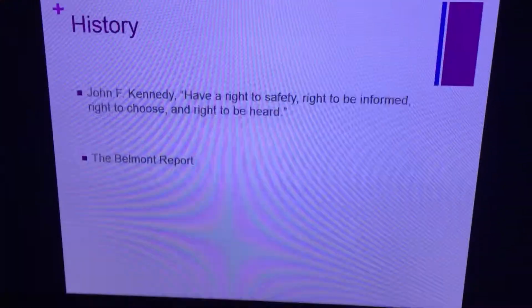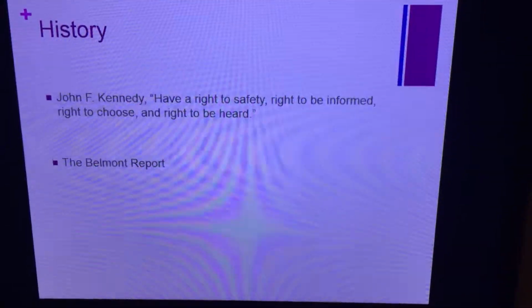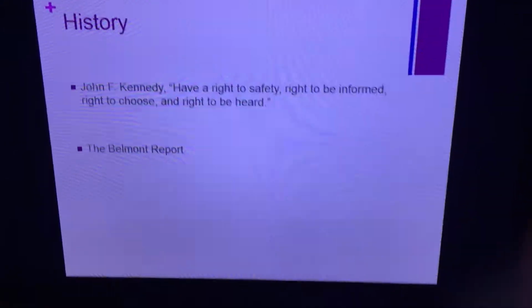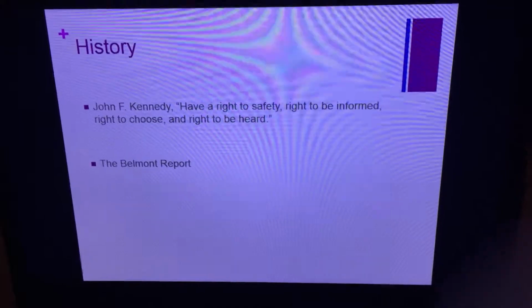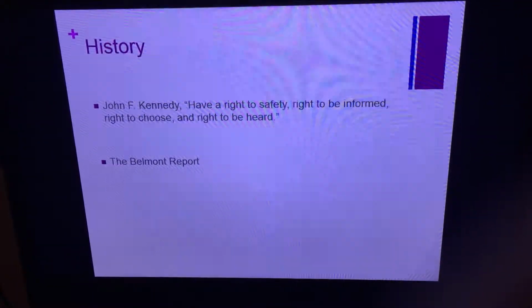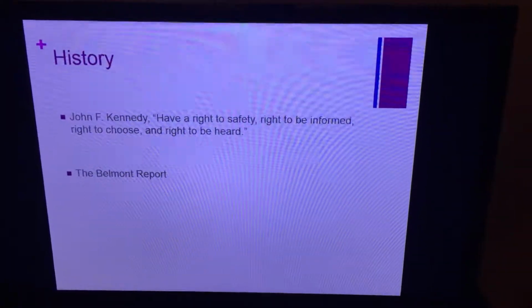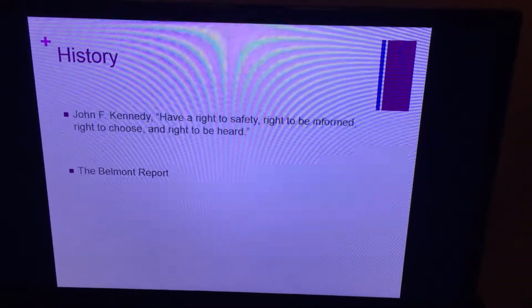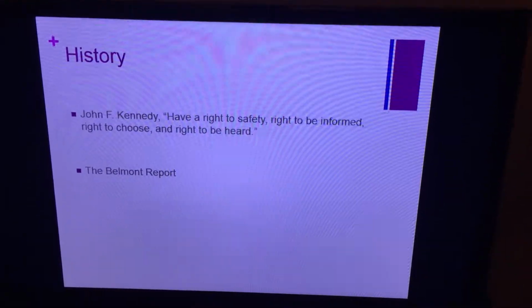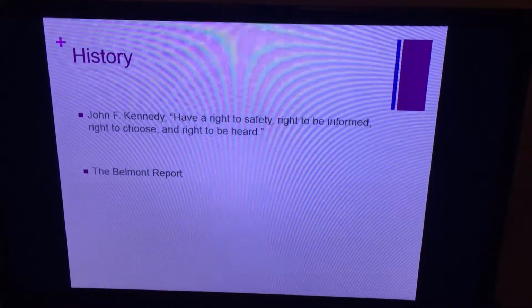So, John F. Kennedy famously said, people have the right to safety, right to be informed, right to choose, and right to be heard. So with that, it pretty much says it for us. As consumers, we have the right to know the side effects of the drugs we are consuming. So that required drugs, pharmacies and pharmaceutical companies to label the side effects and the possible interactions and the ingredients for certain drugs.